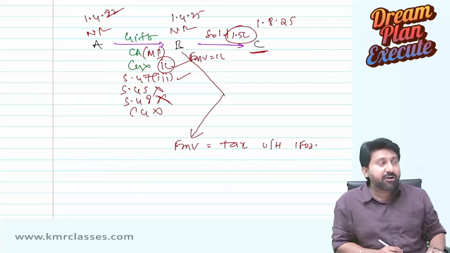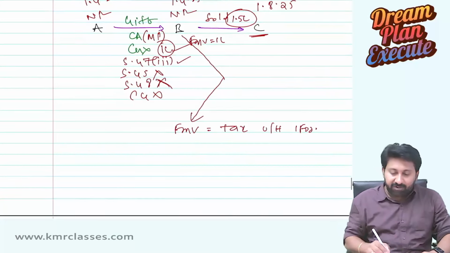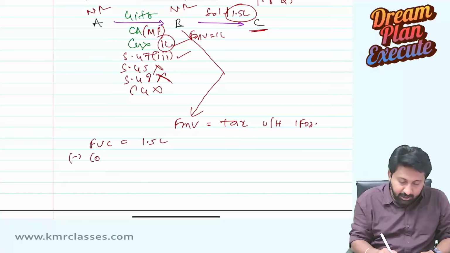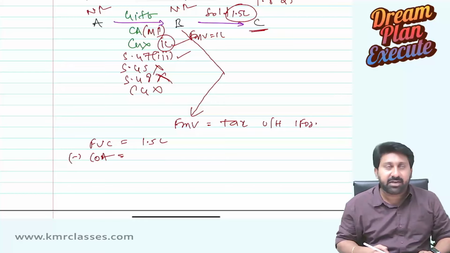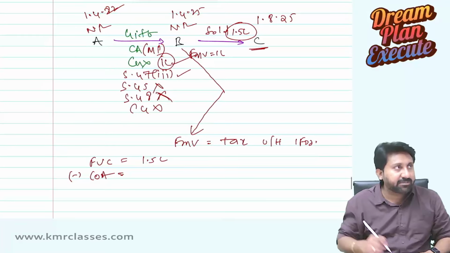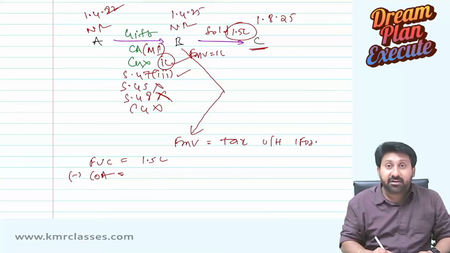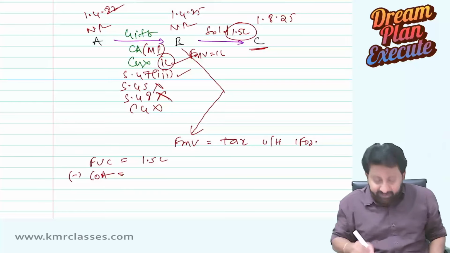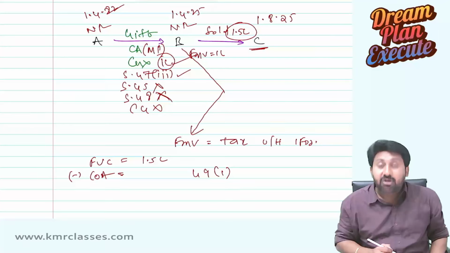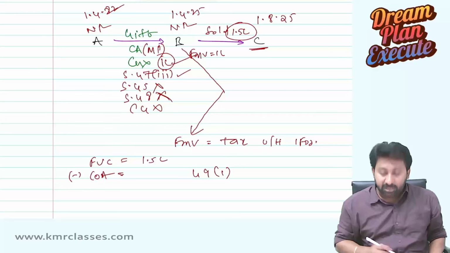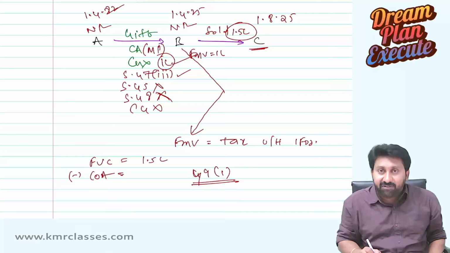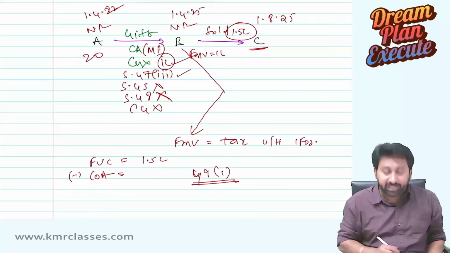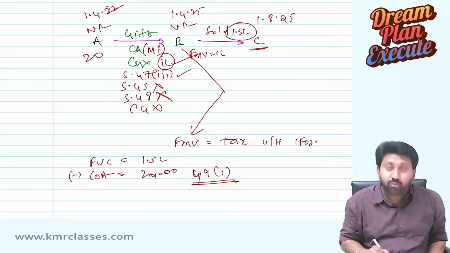Now listen carefully to the point. So now what will happen? Full value consideration 1.5 lakh minus cost of acquisition of this particular asset. Cost of acquisition will be cost of acquisition to the previous owner, because 49(1) will get attracted. So since 49(1) will get attracted, cost of acquisition to the previous owner. Previous owner acquired it for 20,000. So 20,000 we have to take.